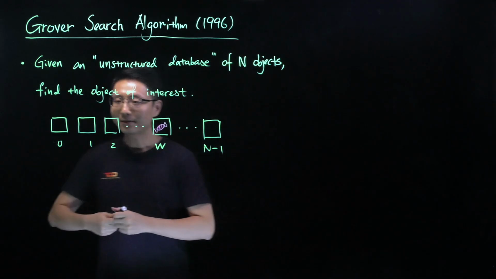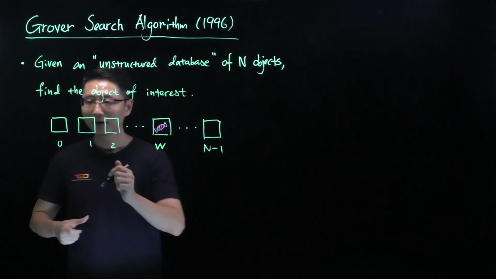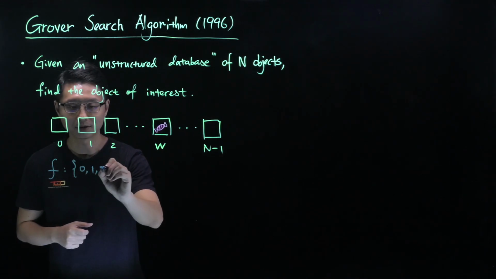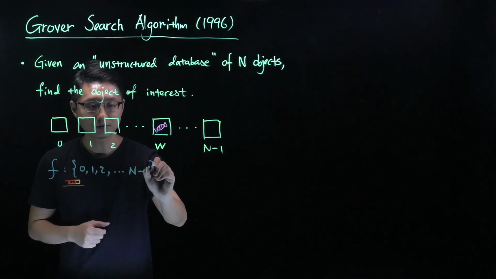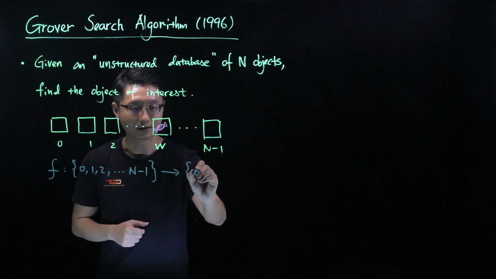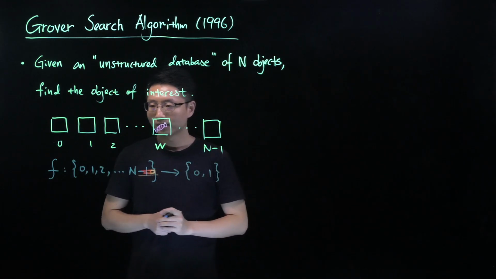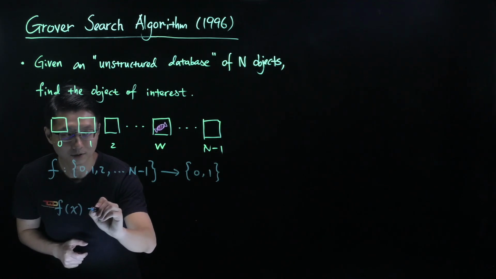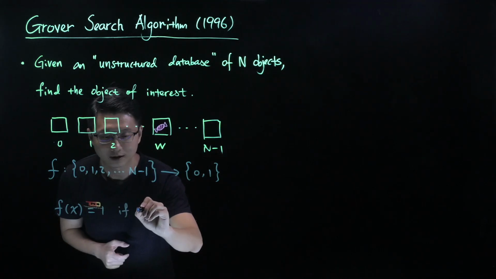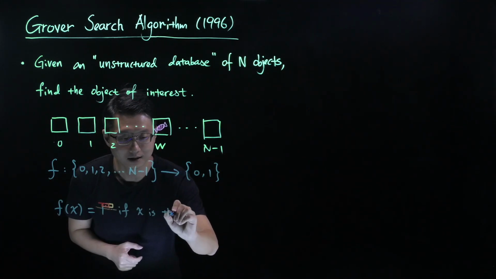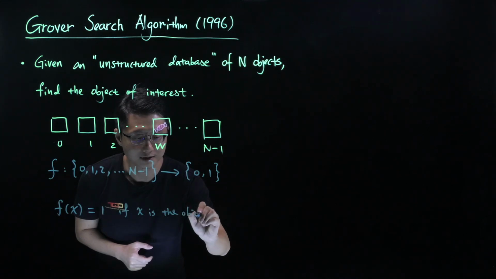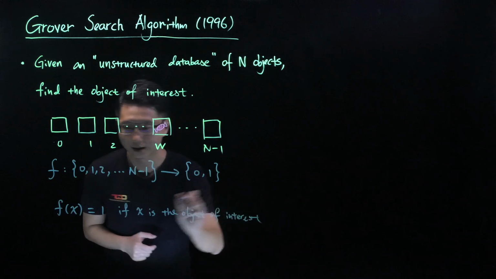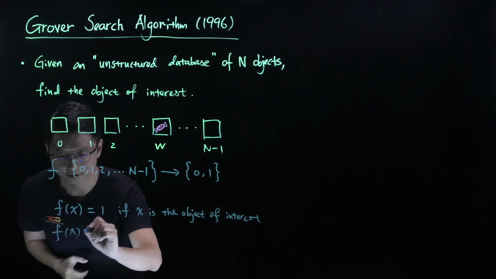So for that, first I'm going to turn this into the function description, where I'm going to describe this 0, 1, 2 to N minus 1 as my input and my output is 0 or 1. If I found the object of my interest, so f of x will be equal to 1 if x is the index that I'm searching for, or just the object that I'm searching for. Otherwise, the function will be equal to 0.